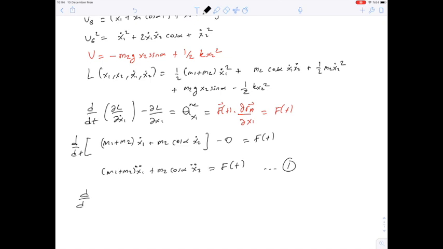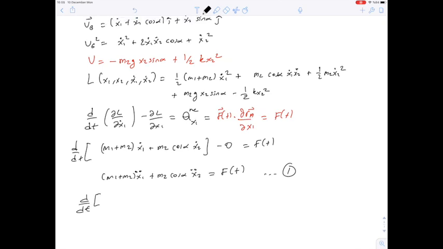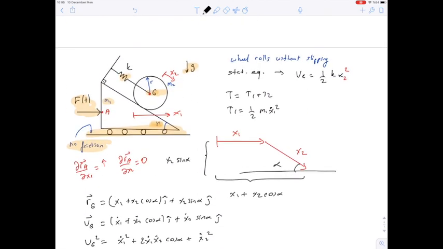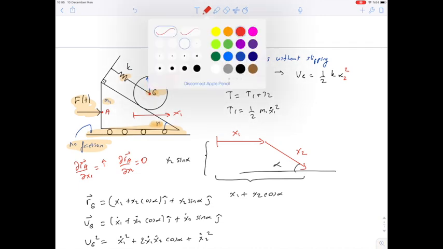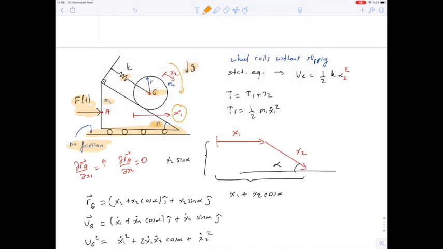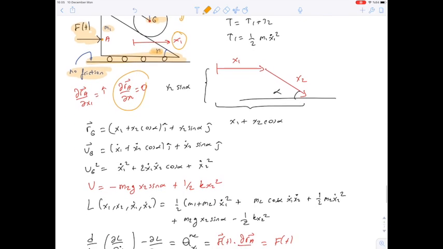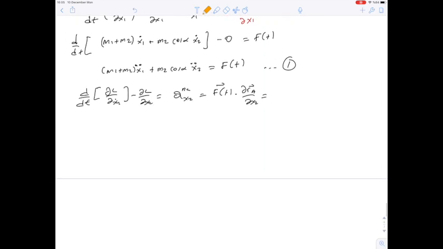And the second one is d by dt. Okay, so now we've got partial L by partial x2 dot minus partial L by partial x2 is Q x2, non-conservative, non-constraint, which is equal to, in this case, f of t dot partial r_A by partial x2. Again, look, let's say x1 is 0 and this wheel is rolling, right? So basically the position A is not going to change. I mean, it will be at the same point in space. That's why partial r_A by partial x2 is 0. So this is just 0.